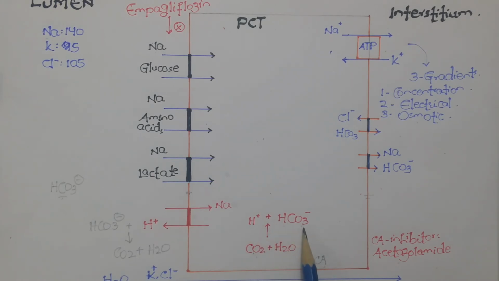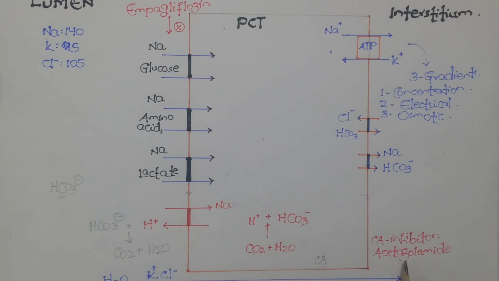The bicarbonate ions thus formed are transported first into the tubular interstitium and then reabsorbed into the bloodstream, while the hydrogen ions thus formed are transported into the tubular lumen through the sodium-hydrogen countertransporter in the apical membrane. In the tubular lumen, the hydrogen ions combine with the filtered bicarbonate to make water and carbon dioxide. So this is how the filtered bicarbonate is reabsorbed in the proximal convoluted tubule.